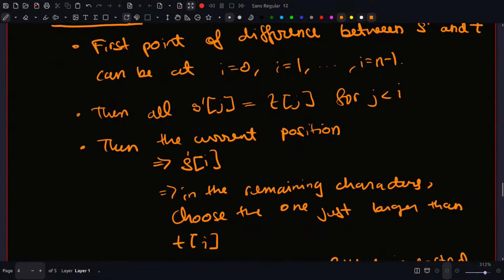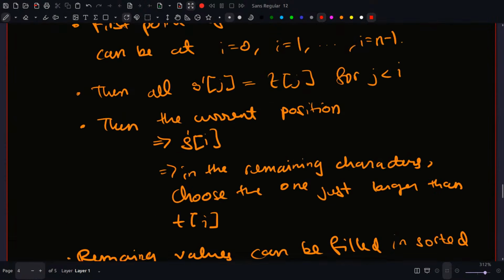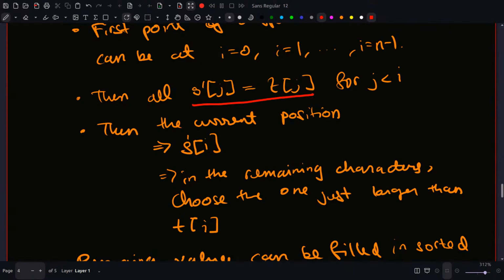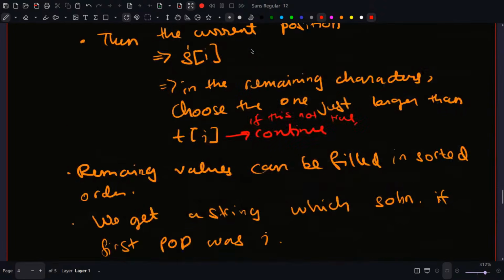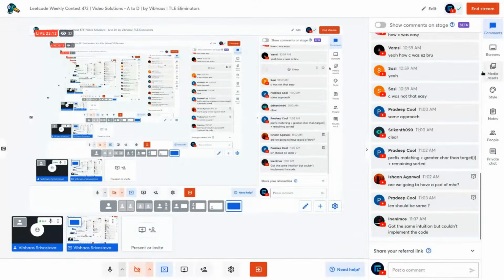Okay, so here are some notes. Obviously, if there are not enough characters to match S dash of j equals T of j for j less than I, then this case is not possible and we can just continue. And also, if in the remaining characters there is no character larger than T of I, then again it's not possible and we can continue. If there's no character larger than the current position, it won't be able to become the first point of difference. So yeah, this is the high level overview of the idea.